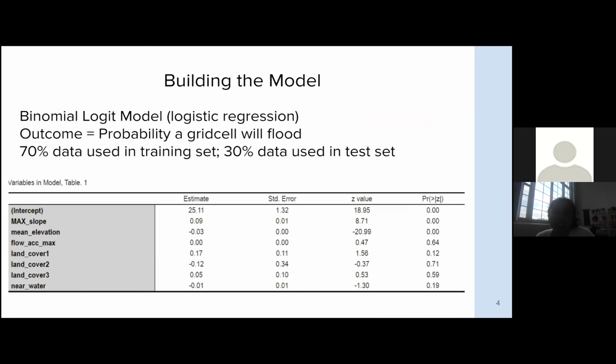The model is a logistic regression, with the outcome being the probability a grid cell will become inundated with water during a flooding event. The most significant features out of the ones chosen are maximum slope and mean elevation, which have the lowest p-values.